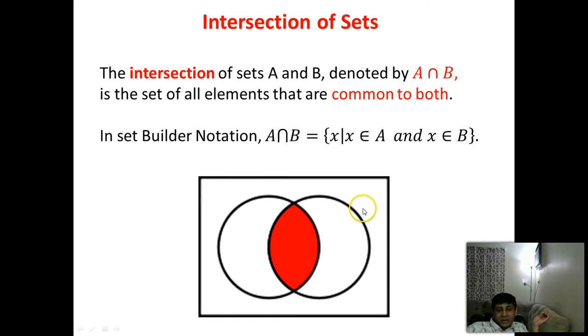In terms of a Venn diagram, if two sets overlap, we will have some region which is common to both. This red region here shows the intersection region, the elements common to both sets here. So we have set A, we have set B, and the intersection of the two, the elements common to the two, is given by this overlapping region here.